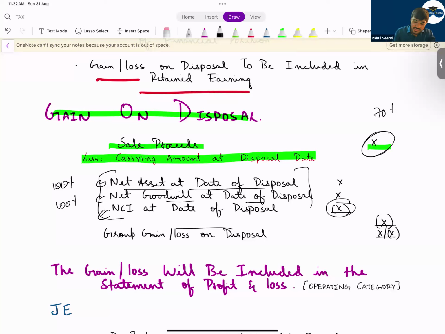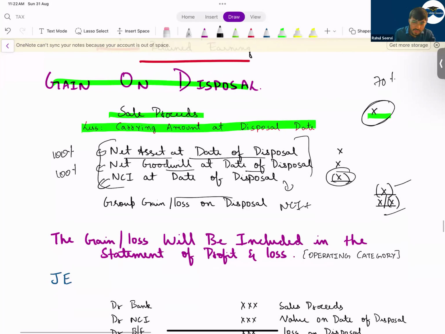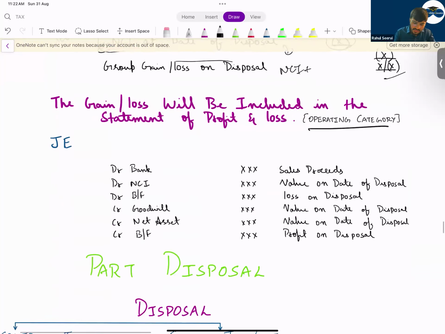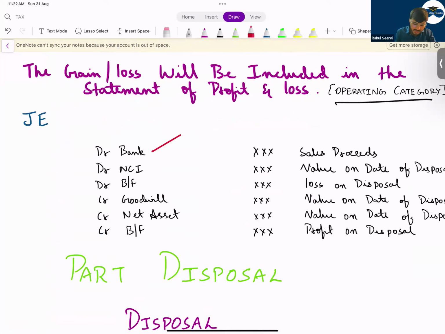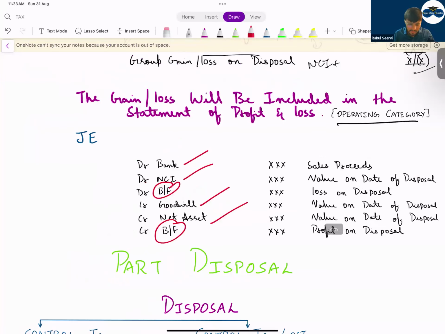Now how do we calculate NCI at disposal? If you know, NCI plus post acquisition profits, post acquisition profits till the date of disposal. Reduce it, you will get gain or loss. Now this gain or loss will go to the operating category. It will not go to investing, because in consolidated books it's a business, no? So you will record this under the operating category. So see the journal entry: debit bank, that comes in; credit goodwill is going out; credit net asset is going out; NCI is reducing; whatever is the balancing figure will be a gain or loss. I hope with this, this part is also clear.